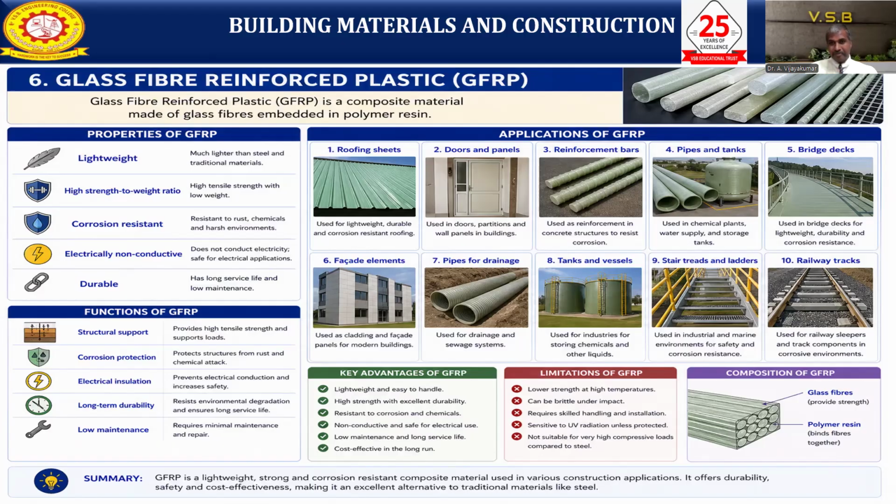We can use GFRP as a coating of the reinforcement in concrete structures to resist corrosion. It is also used for reinforcement bars in construction structures. Other than that, we can use it for pipes, tanks, chimneys, or silos of large structures. We also use GFRP in bridge decks and slabs.